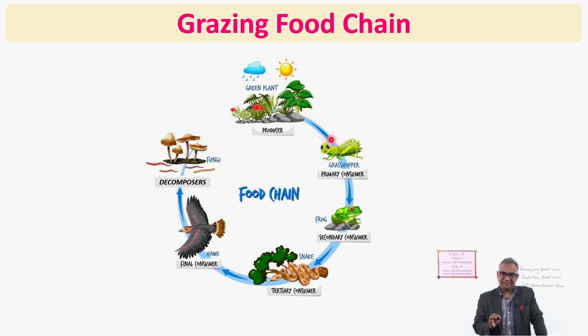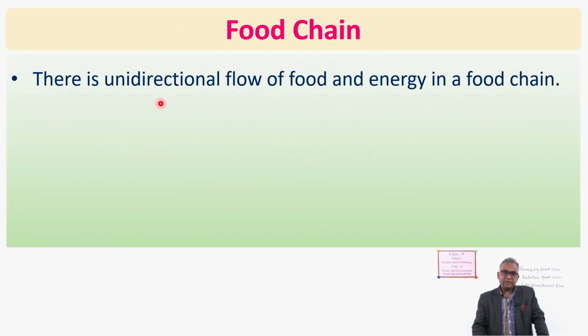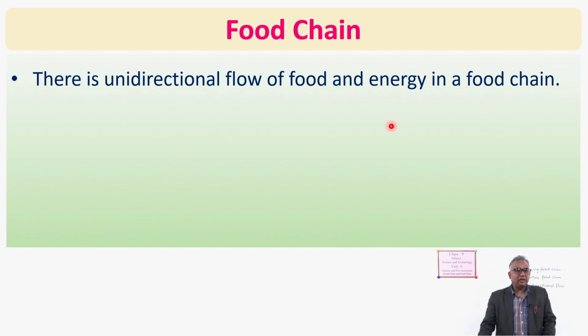The main thing is that in the food chain, food and energy flow in a single direction. I am using energy also with food because food is for what? From food we get energy. That's why I'm saying that the flow of food and energy is in one direction, not in many directions. That is called what? Food chain. So there is unidirectional flow of food and energy in a food chain. That is the main thing.